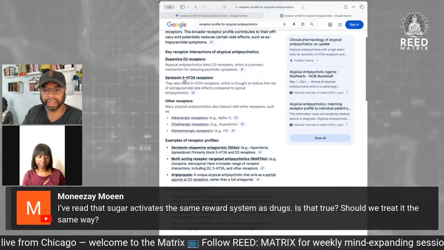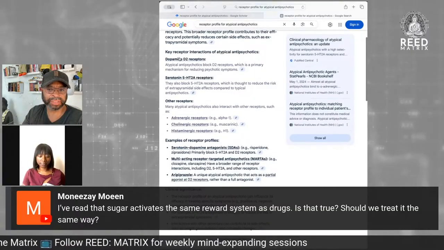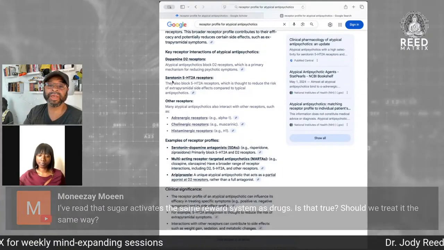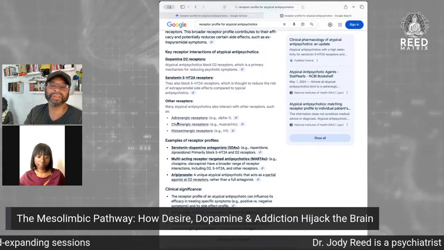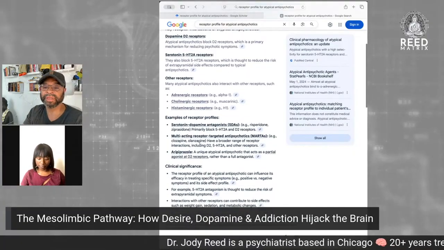atypical antipsychotics, not the typical ones like the older generations, the atypical ones, the newer ones. And it's a similar profile. You see dopamine D1, D2 receptors. Remember the mesolimbic also had D1 receptors. You had serotonin receptors, you know, the same thing, adrenergic, cholinergic, and some of these receptors.